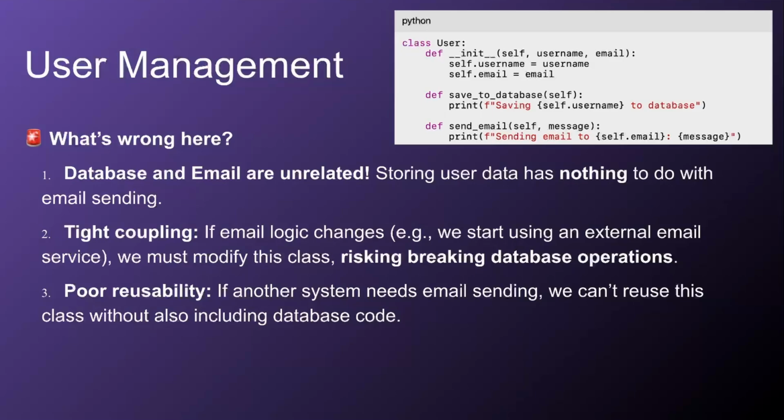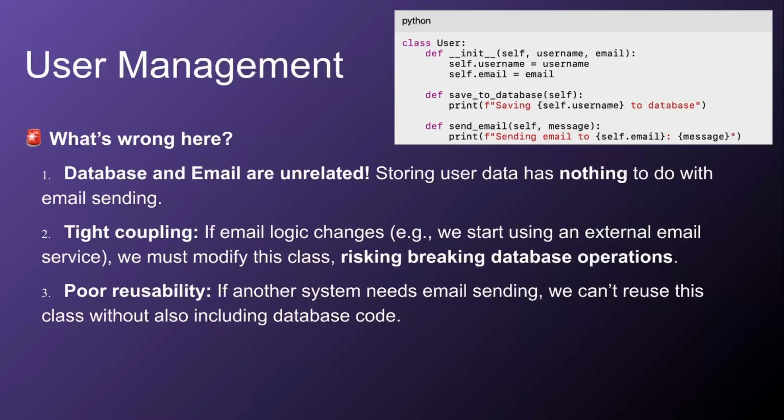And tight coupling. If the email logic changes, right now we have written our own logic for how we are going to send email. But suppose in future we want to make use of some external email service, we will have to modify this particular snippet of code. To modify it, we will be making changes inside this method. But since it is part of this whole user class, it may affect save to database and other functionality. It may break them, it may make them non-working.